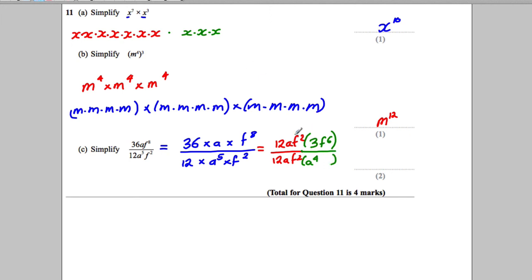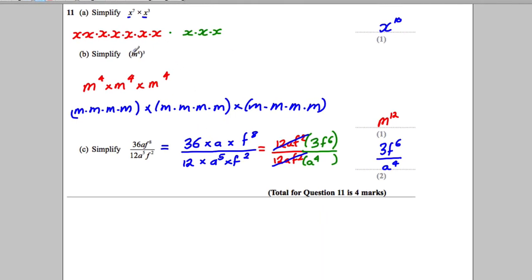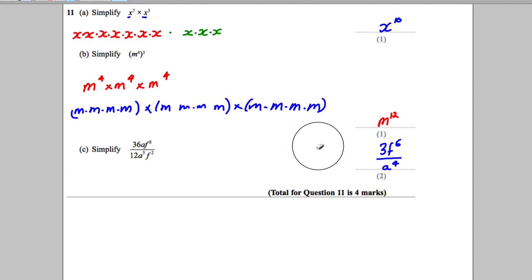So we could then divide the top and bottom by the 12af squared, which effectively makes it cancel. And we would be left with 3f to the power of 6, all divided by a to the power of 4. Okay, so looking at that again, if you want to look at that again, that's our final answer.